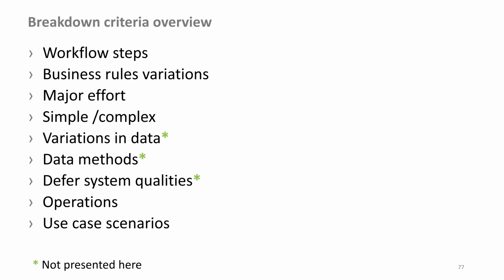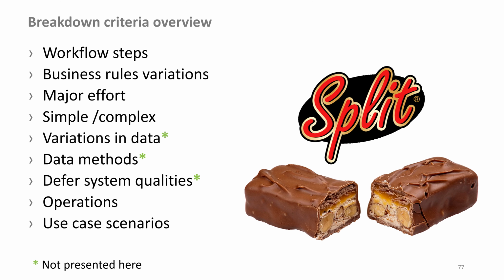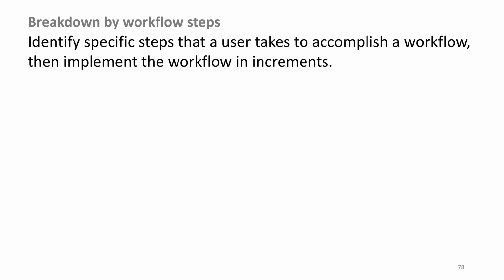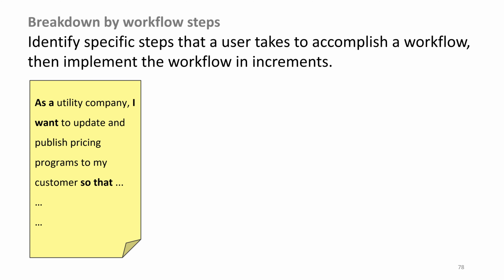Here we see an overview of possible breakdown criteria. Instead of breakdown, one also often speaks of the story split. I will go into these in detail in the following. Breakdown by workflow steps. Here on the left, we see a very large product backlog item. As it does not fit into our sprint, we identify specific steps that the user takes to accomplish a workflow, then implement the workflow in increments.